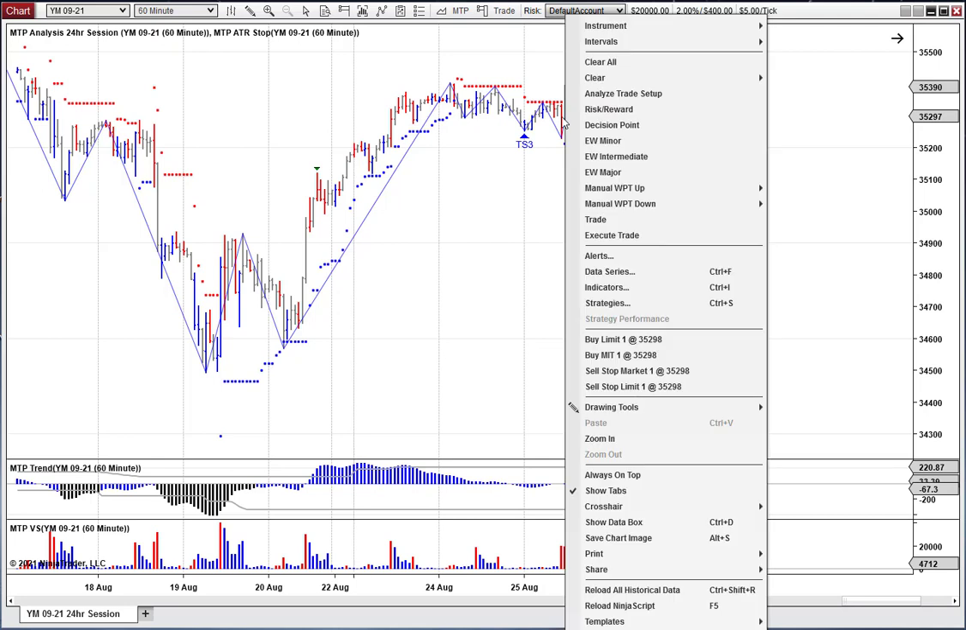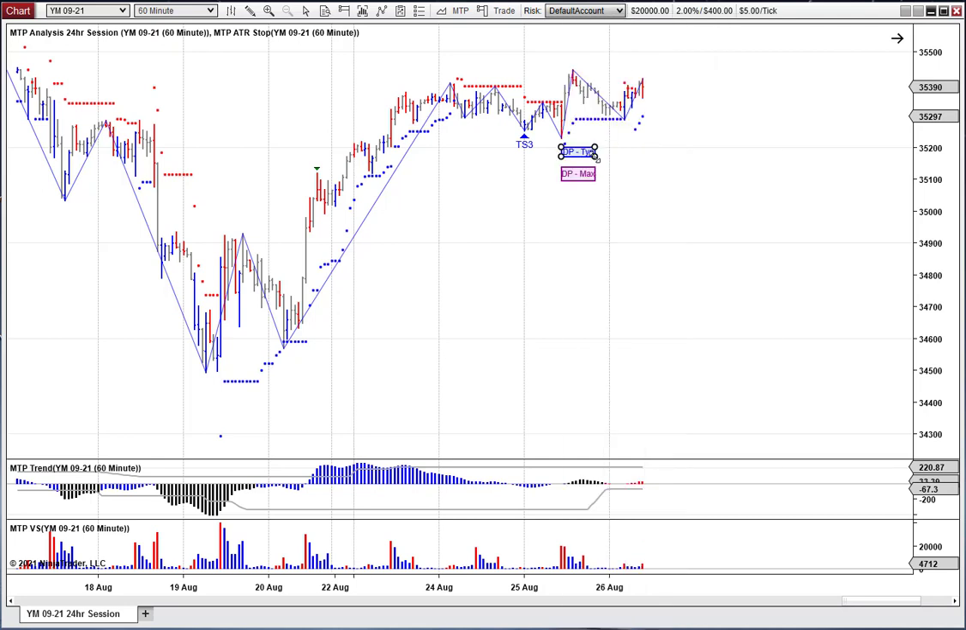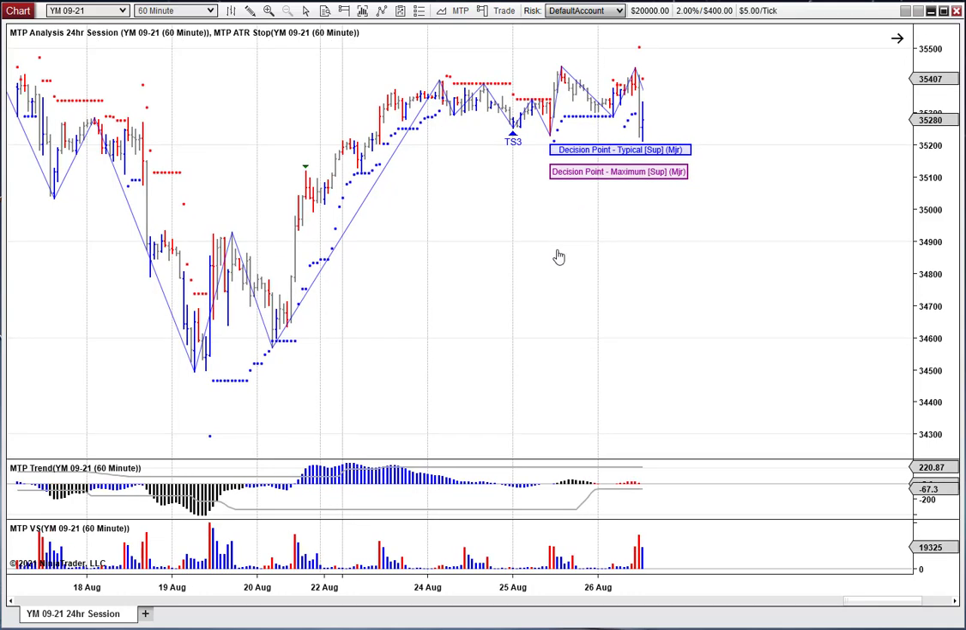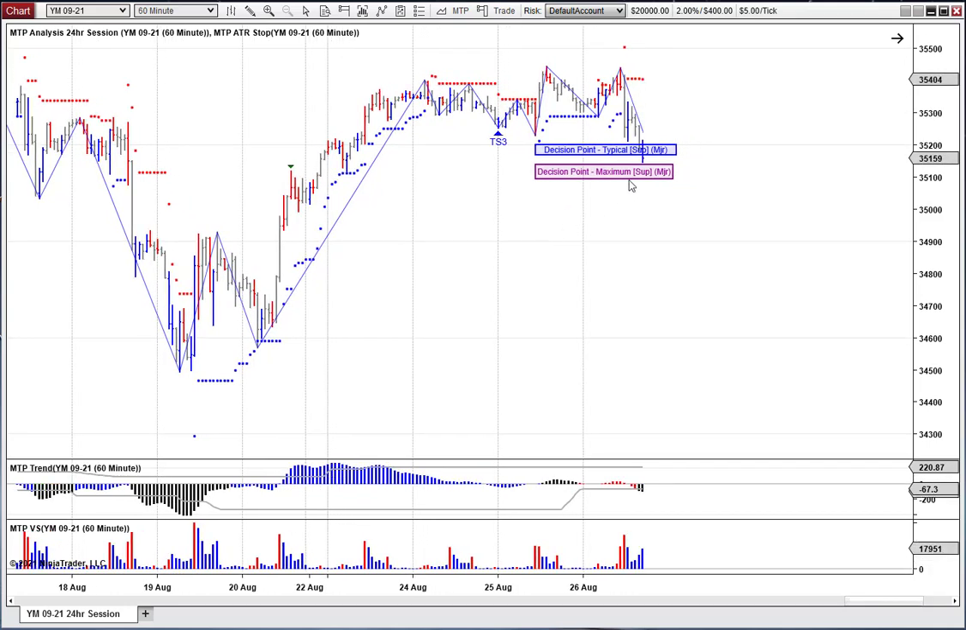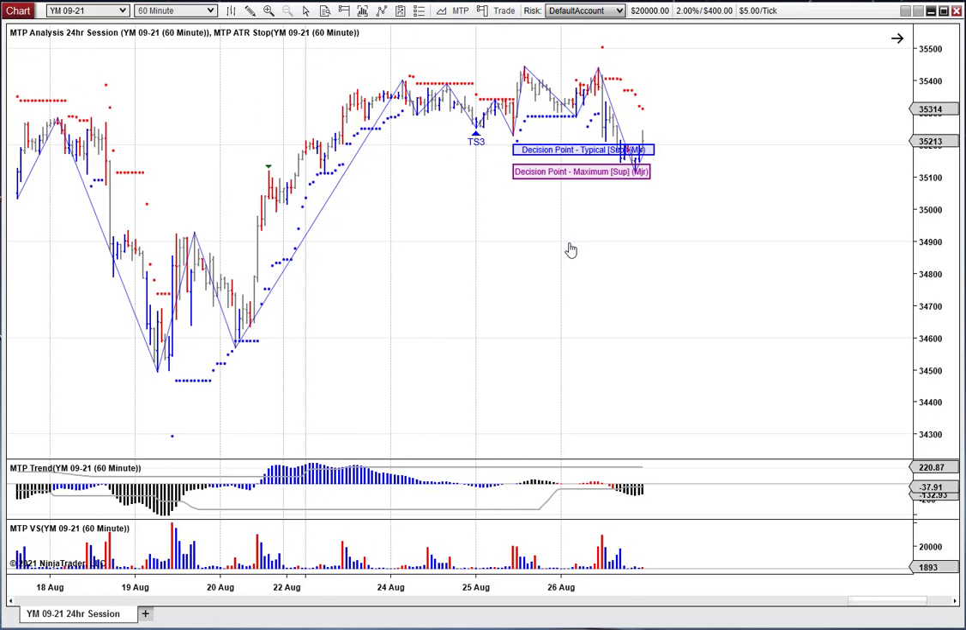So if I right mouse click here, I do decision point. Can you see how it gives you areas on the chart? Whoops, didn't mean to do that. Just drag it across. It gives you areas on the chart in advance of where there's likely to be support or resistance. Obviously support in this case as the market's coming down. As the name suggests, the first one is the typical area where markets are typically going to reverse, and this is the maximum area. We normally use the typical, but in this particular case, you can see how the market came down, went through the typical area, and then started to reverse at the maximum. So I'm just going to take that one off so it doesn't confuse things.